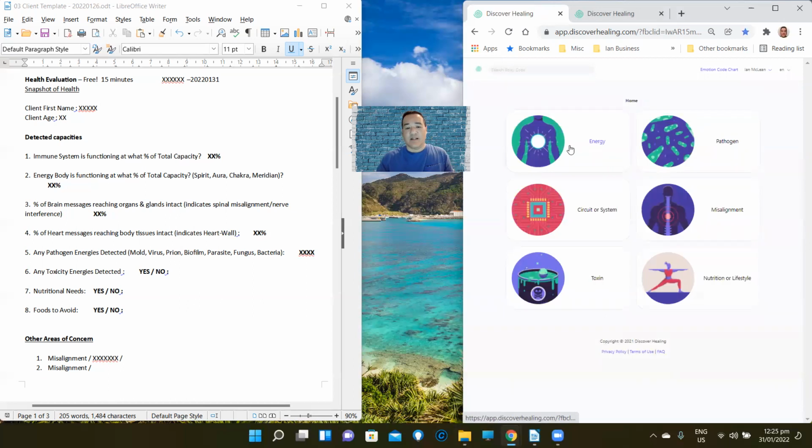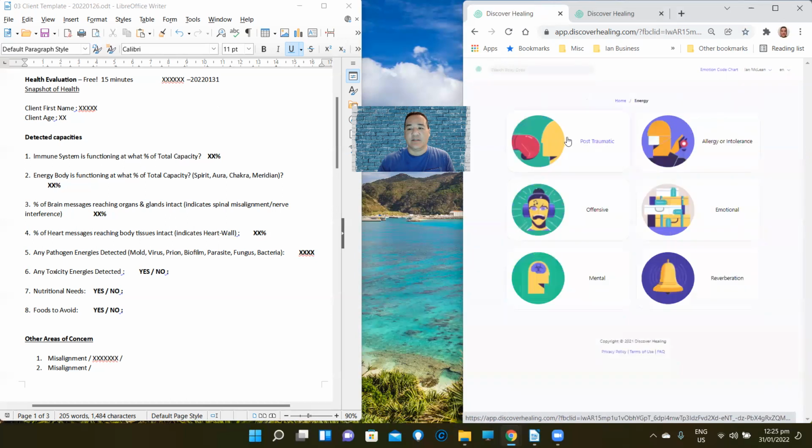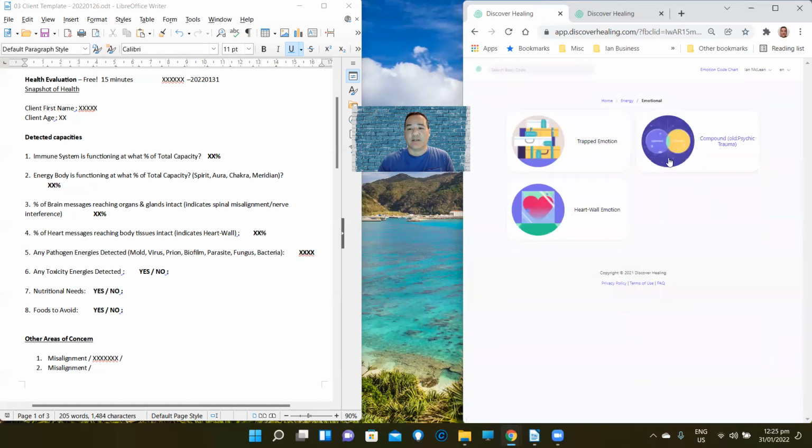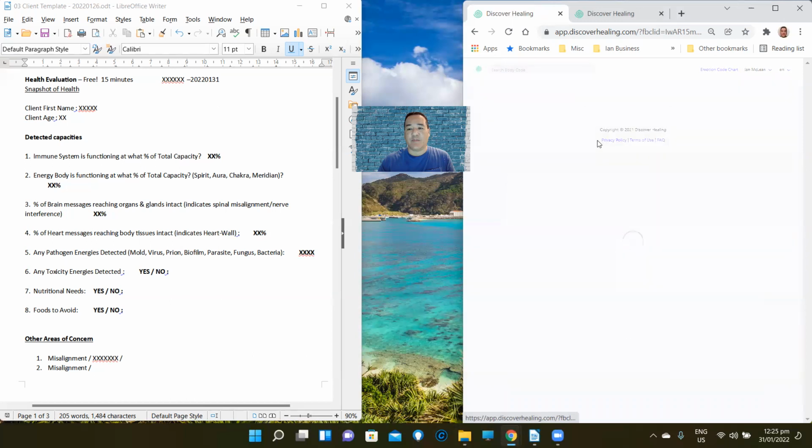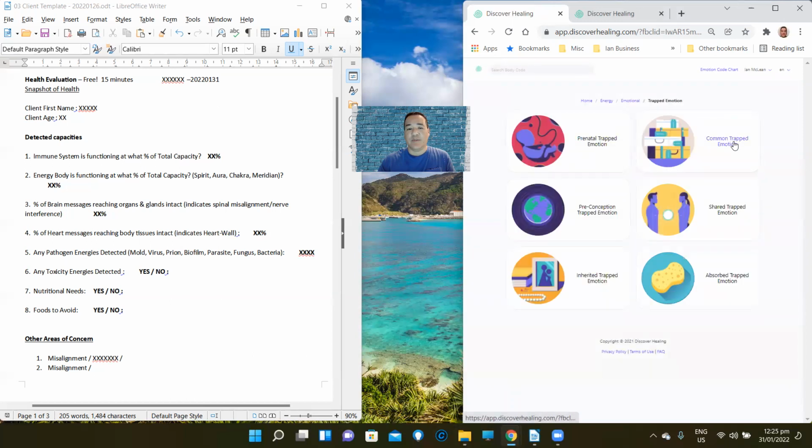A lot of times, the underlying cause of misalignments is trapped emotional energy. So if I go to emotional, people may have trapped emotions. Common would be your emotion, and shared trapped emotion is between two people. And then absorbed means you absorb somebody else's emotional energy. You could think of it like a person with empathy. They could actually feel another person's emotion.